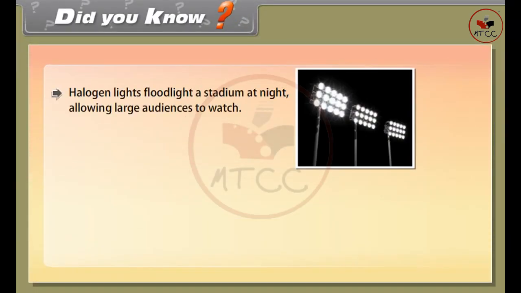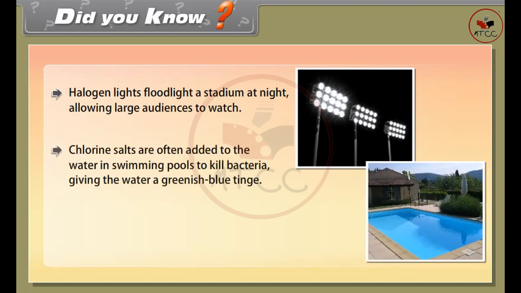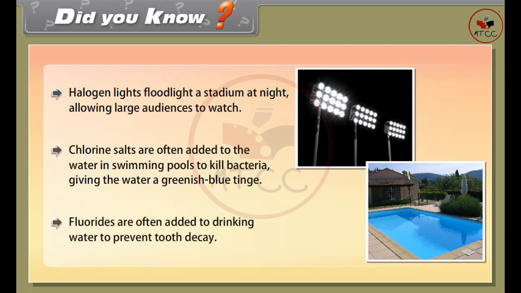Did you know? Halogen lights floodlight a stadium at night, allowing large audiences to watch. Chlorine salts are often added to the water in swimming pools to kill bacteria, giving the water a greenish-blue tinge. Fluorides are often added to the drinking water to prevent tooth decay.